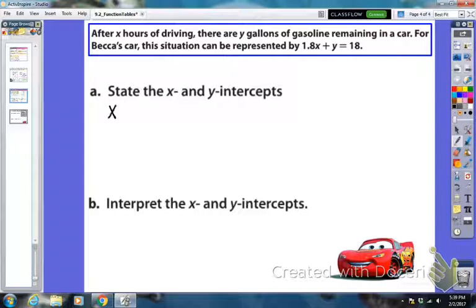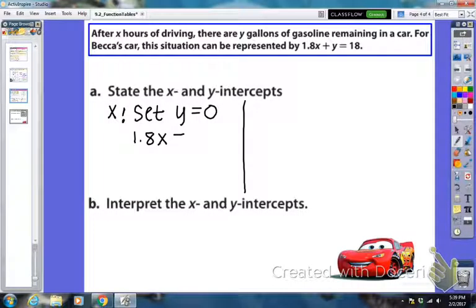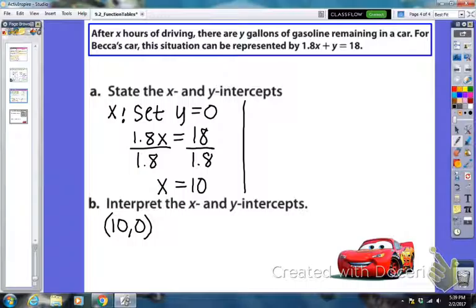So if I want the x-intercept, you need to set y equal to 0. So in the problem you have 1.8x, y was 0 so it disappears, equals 18. Divide both sides by 1.8 and x equals 10. So as an ordered pair that is 10, 0. And that means after 10 hours her tank is empty.